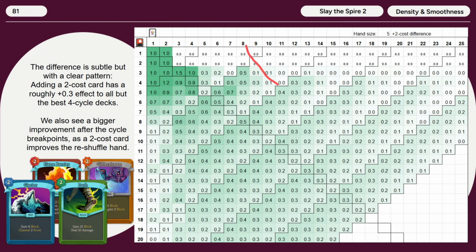So, all but these really, really high quality decks over here on the top right hand corner. There's about a plus 0.3 effect to the surplus of all these decks. And also notice that the effect is biggest, 0.5, at the reshuffle. So when you would bottom deck a card, that's actually when a 2-cost card becomes best. Why? Because you have a chance to draw the 2-cost card in the new hand.